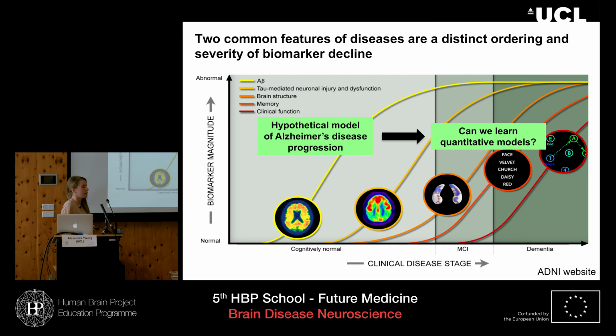So two of the common features of these types of models are a distinct ordering and severity of biomarker decline. And so disease progression modeling answers the question, can we learn quantitative models that describe this kind of ordering and severity of biomarker decline directly from the data?